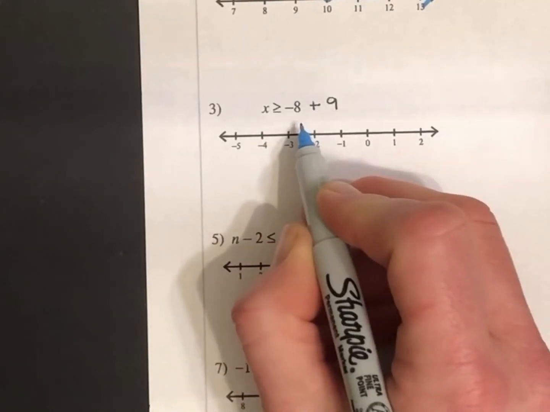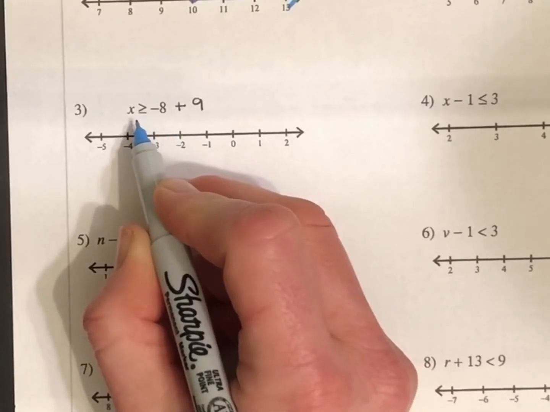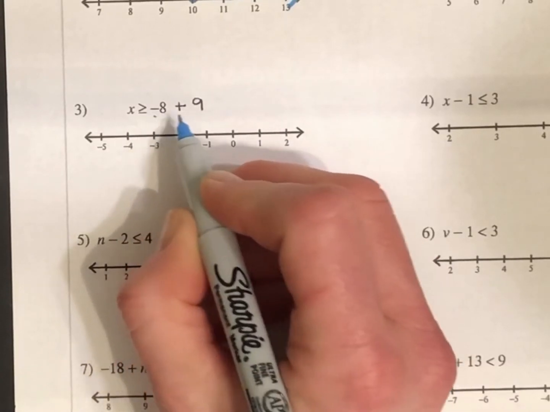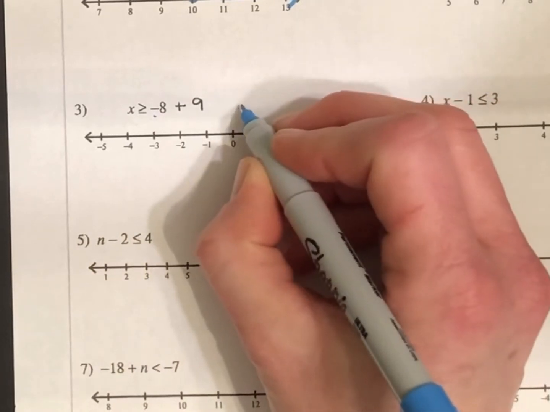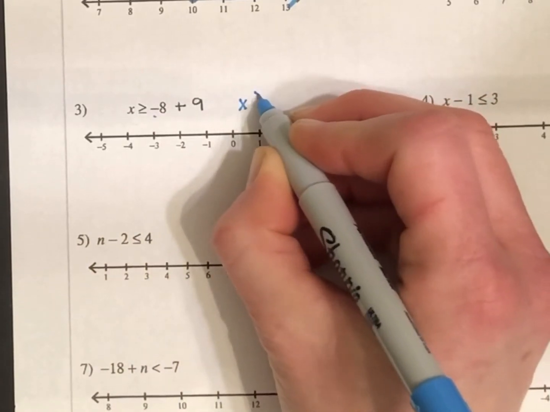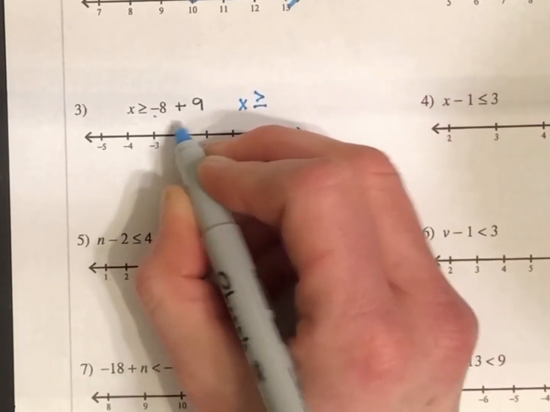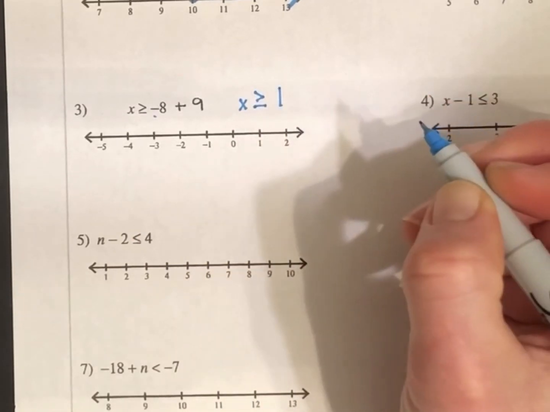Now for number 3, notice that you have the x already by itself. So you don't have to do anything special. On the other side, you've got a negative 8 and a positive 9, so you'll just simplify that. x is greater than or equal to 1.